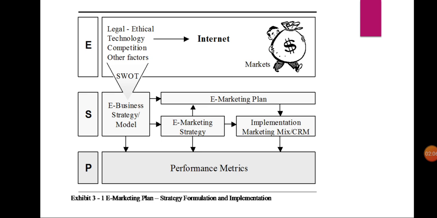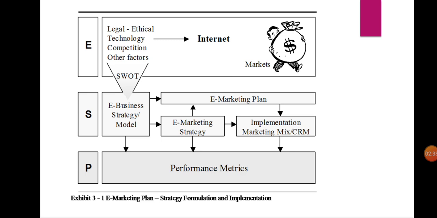Moving further, let's look at the ESP model. What exactly does ESP stand for? E is environmental, S is strategy, and P is all about performance. When we are making a plan, we always follow the ESP model. So what exactly does E cover? That is nothing but environment: legal environment, ethical environment, technological environment, competition. These are all the factors we have to analyze.